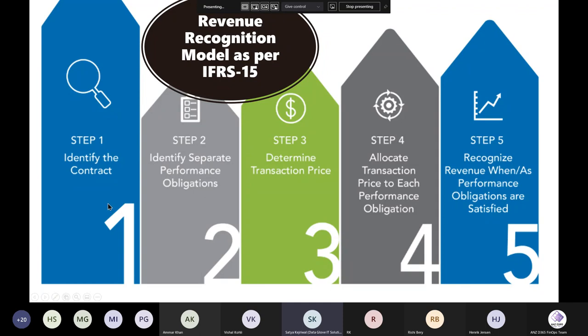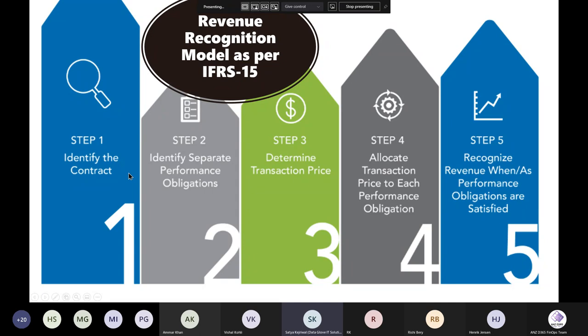In the IFRS 15 document, there are five steps, as you can see here, but again, we don't need to go into detail here. What's important for us is that in one transaction, there can always be different performance obligations. So let's go through that one by one. I think that'll be easy.